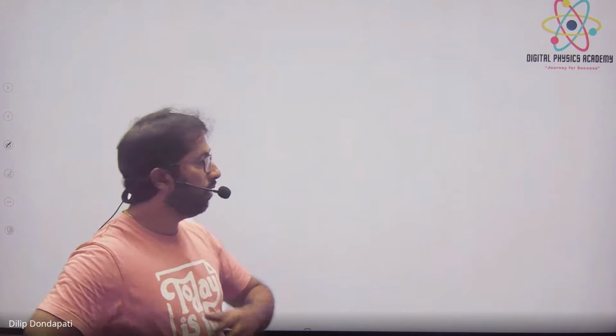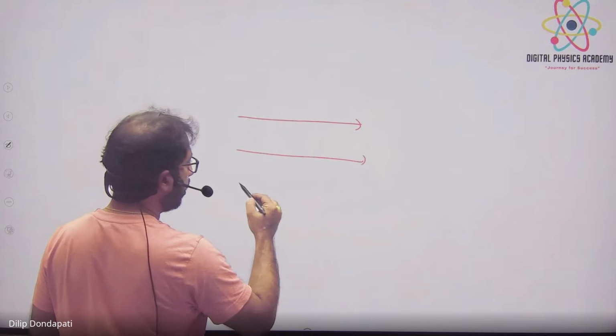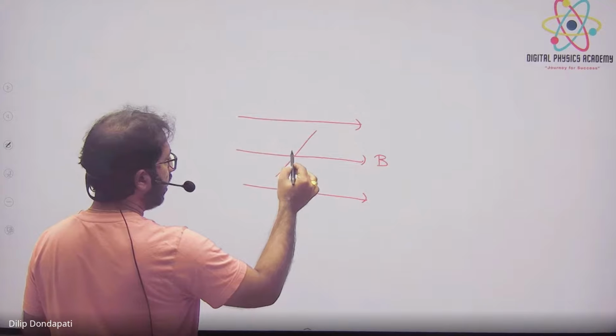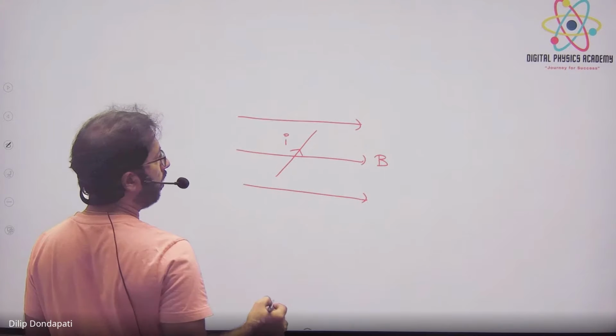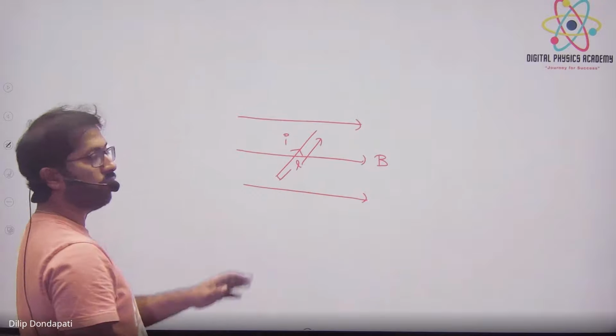So what is the formula we learned? Whenever a current carrying wire is placed in a magnetic field of length L, there is a force acting on this current carrying wire. This is very important, now we are doing numericals based on this.